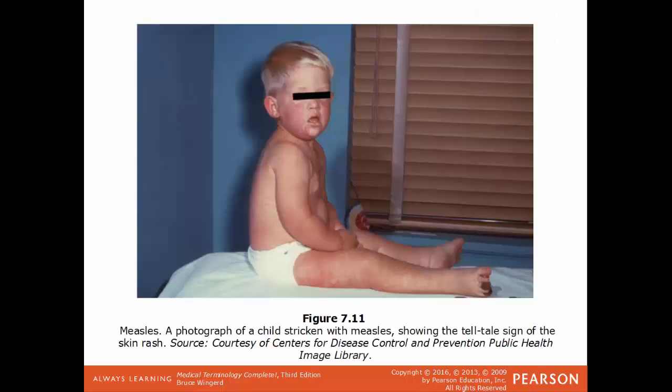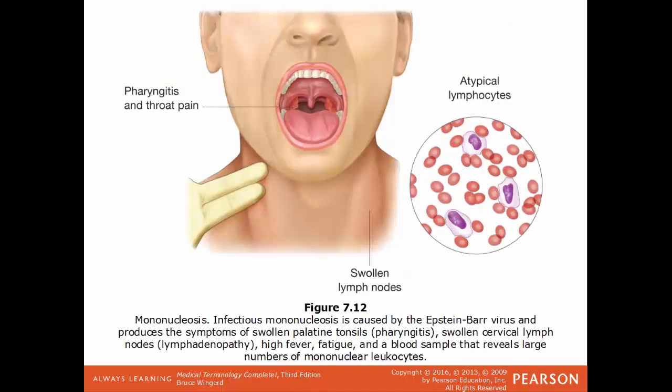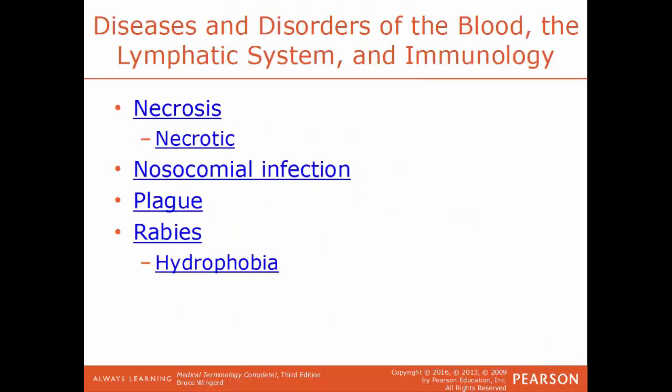In this picture, we have a child with measles, and the very indicative reddish skin rash all over the body. Alright, in this illustration, we have mononucleosis. It's caused by the Epstein-Barr virus. It's going to lead to fatigue and high fever. And a good indicator of mono are the swollen tonsils here. And here you have an example of what the blood smear would look like. Abnormally high number of monocytes in the sample.